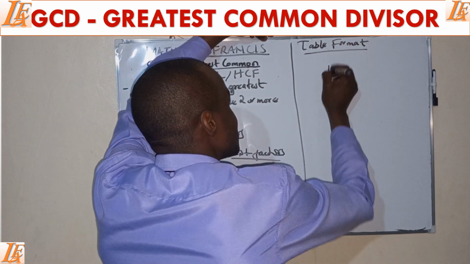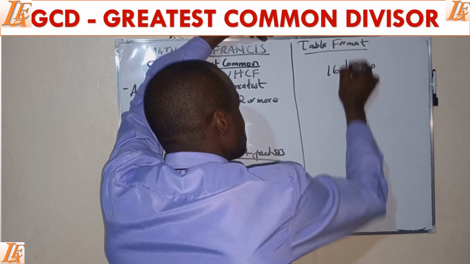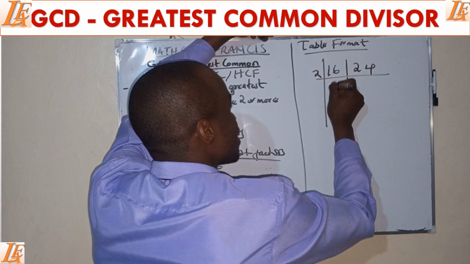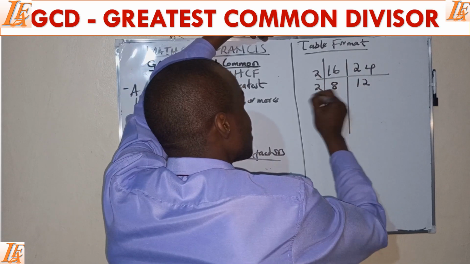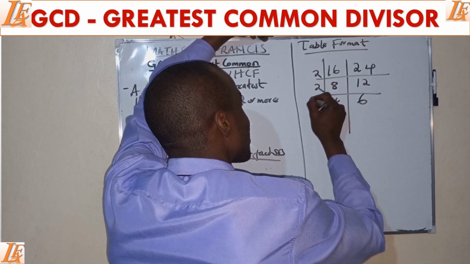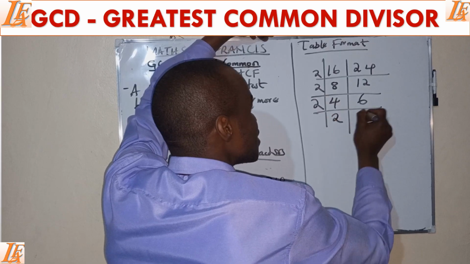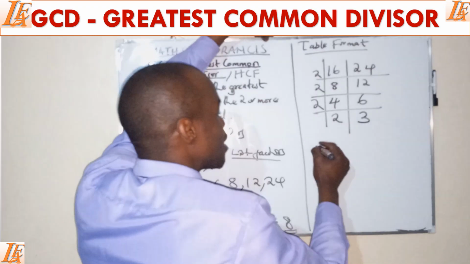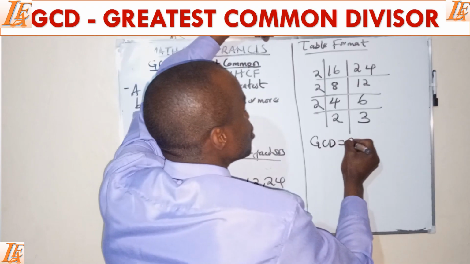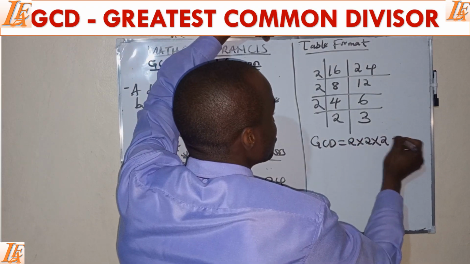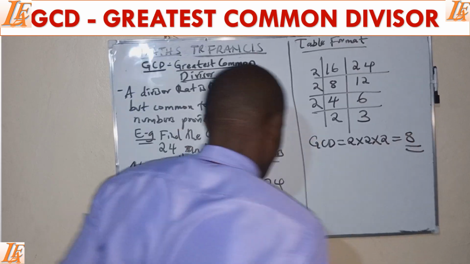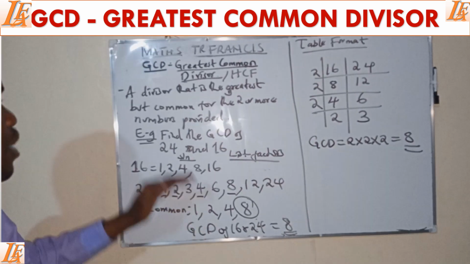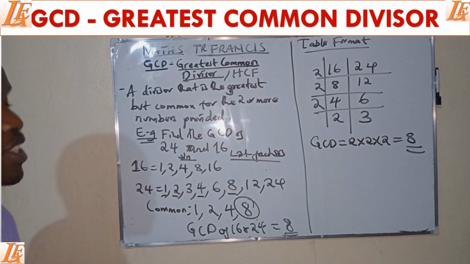We have 16, 24. So the first number which can divide 16 and 24 is 2. This is 8, 12. Again 2. This is 4. This is 6. Again 2. This gives you 2. This gives you 3. There is no number that can divide 2 and 3 at the same time. So we leave it there. GCD is 2 times 2 times 2, which gives you what? 8. And see, it is the same. So that's how you find the GCD.